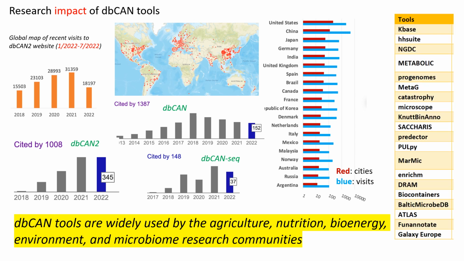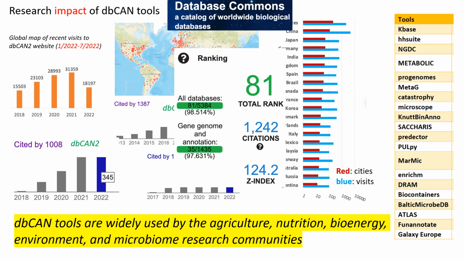There are several tools that include our dbCAN as part of them, such as Keybase, Metabolic, and others. Our dbCAN also shows the high rank and citations in database comments compared with other databases. Searching papers citing dbCAN found that it is widely used by agriculture, nutrition, bioenergy, environment, and microbiome research communities.